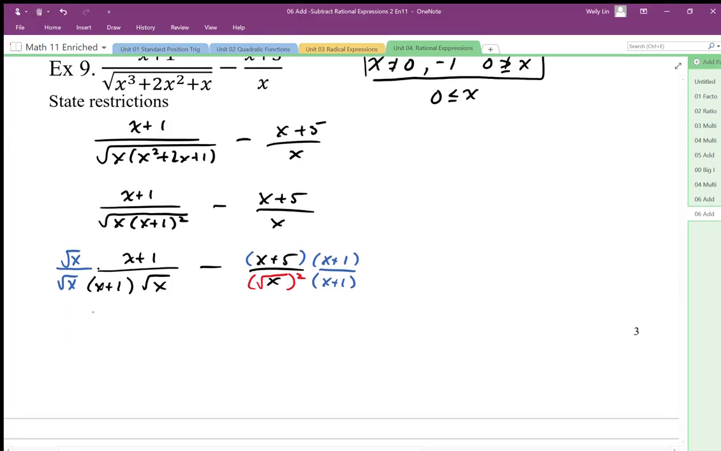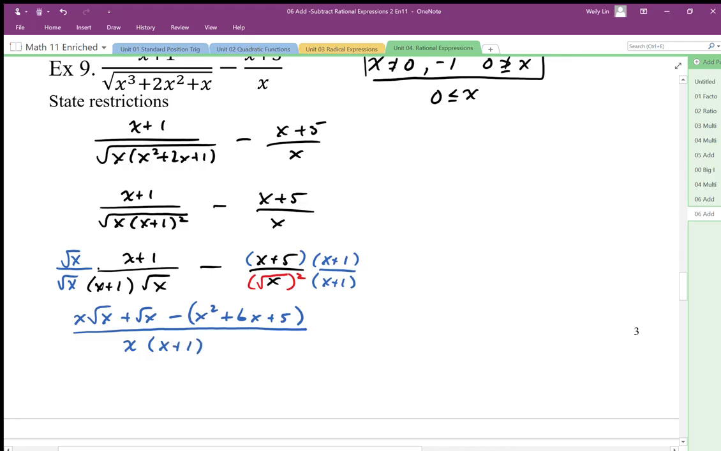I'm going to end up with square root x times x plus square root x minus x. I'm going to put this in brackets because I have to subtract everything: x squared plus 6x plus 5. There are no like terms here, and so I'm going to end up with the common denominator being square root x times square root x, which is x, and I'm left with also the x plus 1 factor.